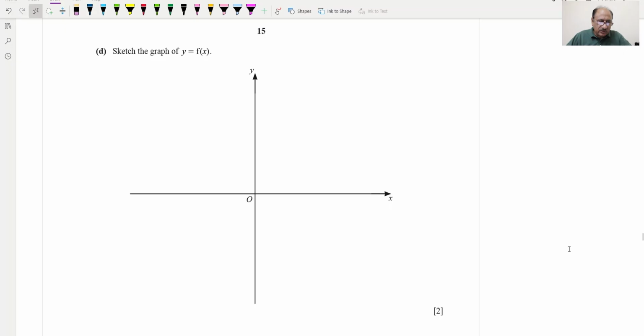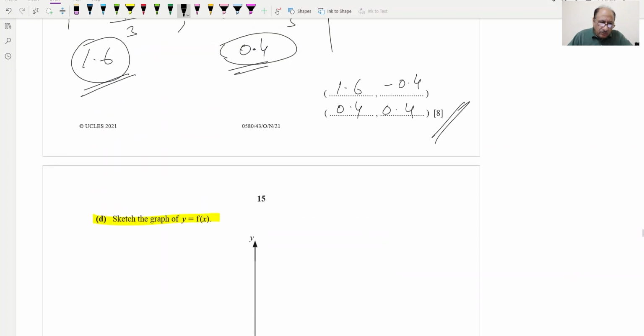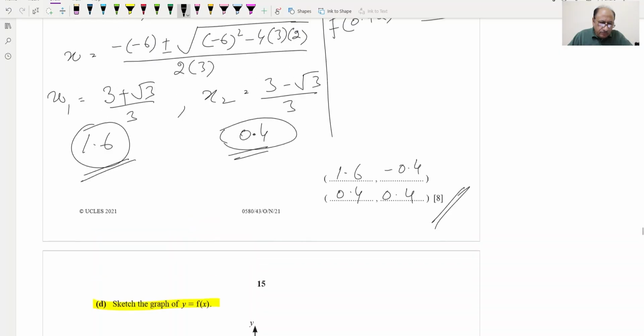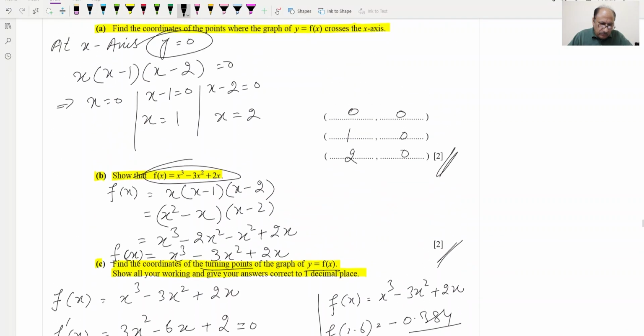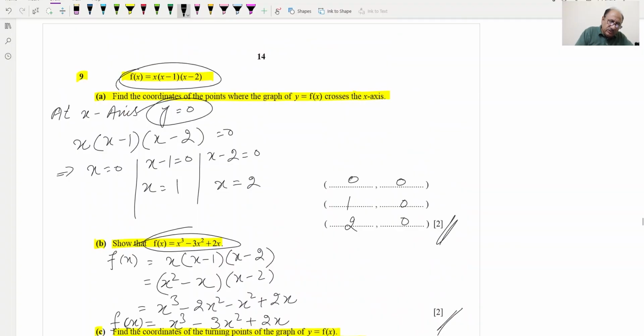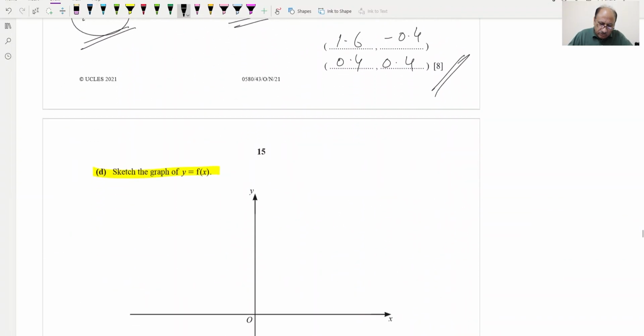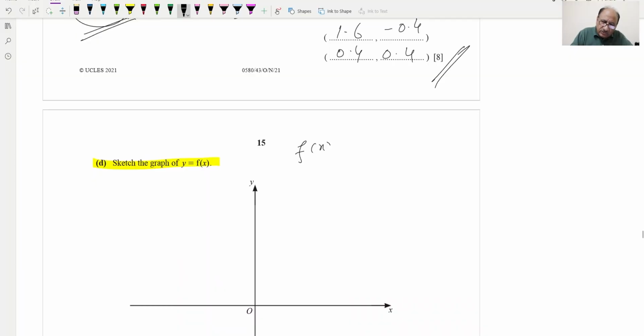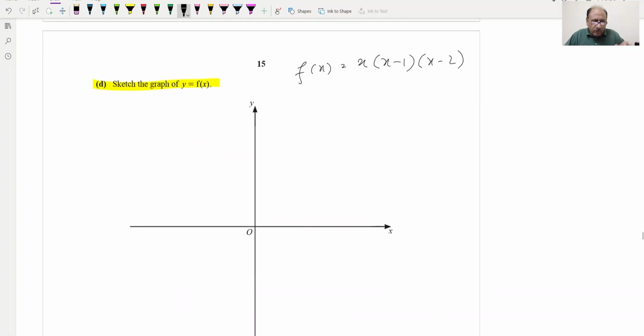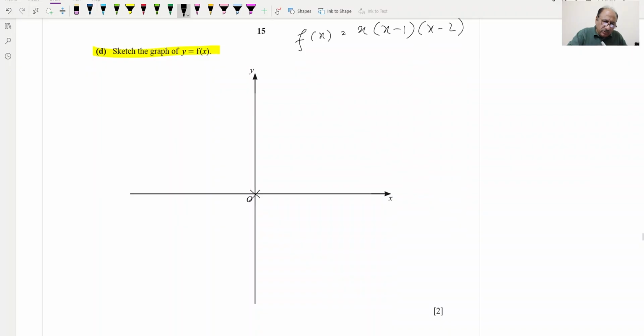Then the next section is saying sketch the graph of y is equal to f of x. Now we have points. What are those points? Basically the curve is f of x is equal to x into x minus 1 into x minus 2. So the points will be what? The curve passes through 0, and the second point will be 1, and the third point will be 2.